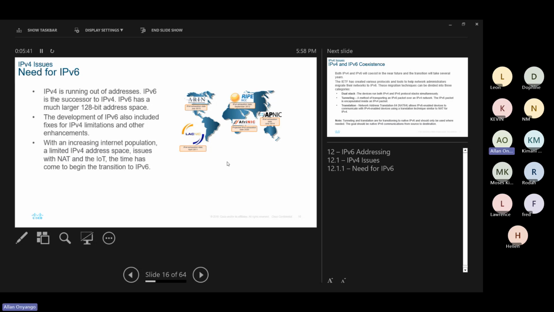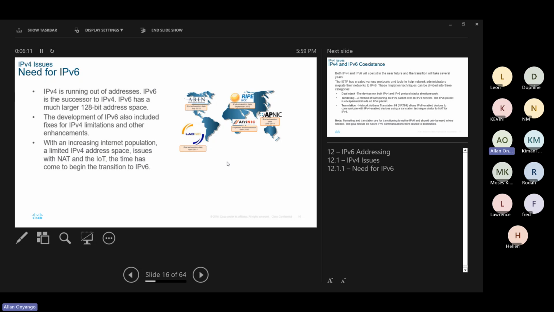And what are some of those problems? Number one, the internet population has increased. Okay? We have 8 billion. The version 4 are 4 point something billion. You see, we are almost double the number of IPv4, isn't it? And yet some people use more than two devices. Some people have two phones, some people have a tablet, a laptop. They come here, we still give them a desktop computer. All those four devices need an IP address. So the internet population is increasing.